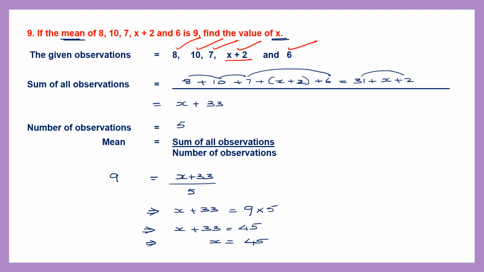Now I'm going to transpose this plus 33 to the other side. It will become minus 33. Now we can find the value of x. x is equal to 45 minus 33, which is 12. So we have found the answer. The value of x is 12. Here we've been asked to find the value of x. We have found the value of x to be 12.